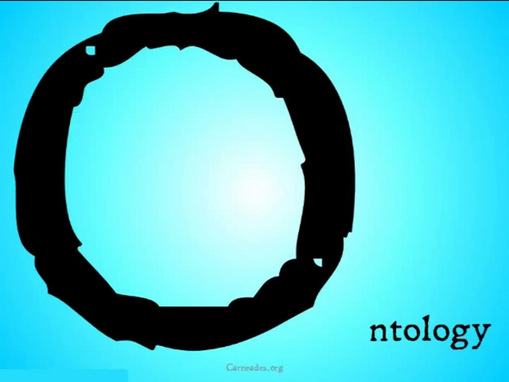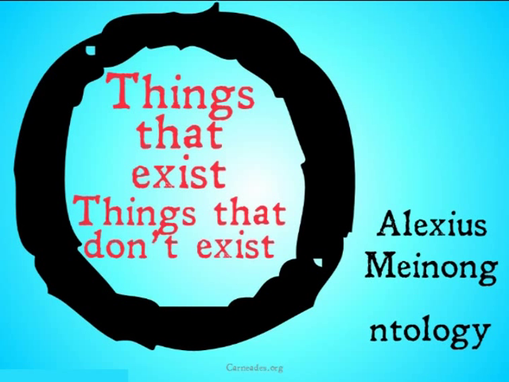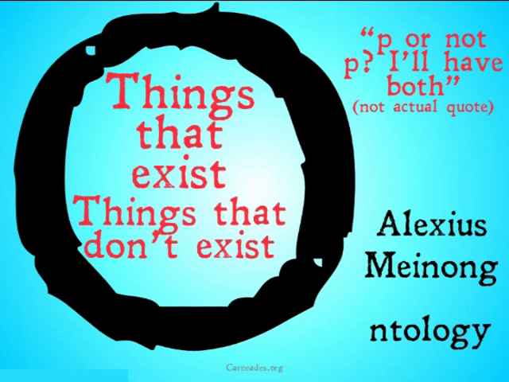Meinong, however, is going to take a little bit of a different view when it comes to ontology. He's going to take both things that exist and things that don't exist into his ontology. He's going to conclude that even things like round squares exist in some sense. Basically, Meinong is going to say, P or not P, I'll have both. It's not an actual quote.